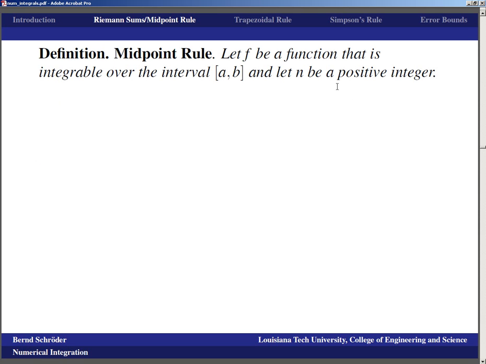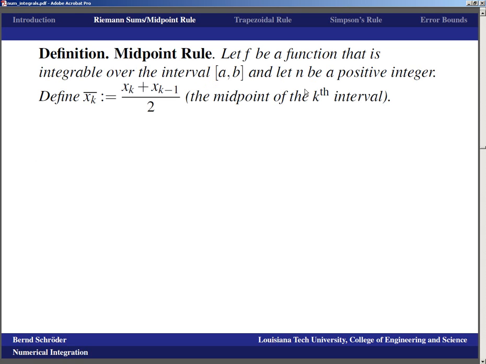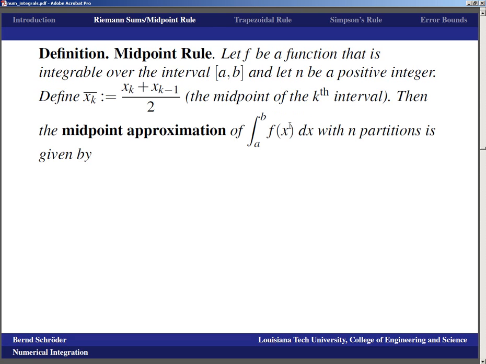So the definition is, for the midpoint rule, you take a function that is integrable over [a, b], let n be a positive integer. You define xk bar to be (xk plus xk minus 1) over 2, which is the midpoint of the kth interval. And then the midpoint approximation of the integral is given by midpoint approximation from a to b of f with n subintervals. And it's just delta x times the sum k equals 1 to n, evaluating the function at xk bar. So of course we also have to compute the xk bars, but that is typically a whole lot faster than evaluating the function f.